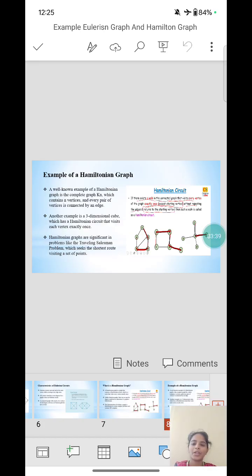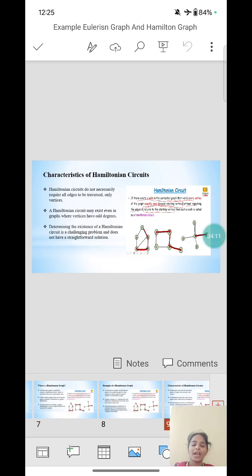Example of a Hamiltonian graph. A well-known example of a Hamiltonian graph is the complete graph Kn, which contains n vertices where every pair of vertices is connected by an edge. Another example is a 3-dimensional cube, which has a Hamiltonian circuit that visits each vertex exactly once. Hamiltonian graphs are significant in problems like the traveling salesman problem, which seeks the shortest route visiting a set of points.